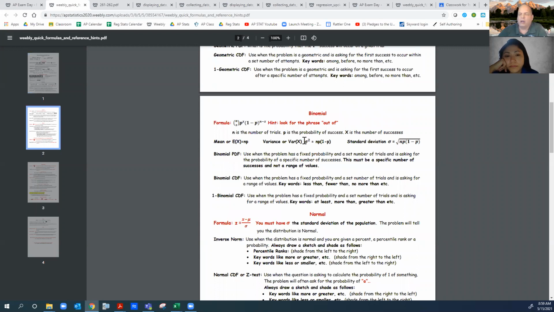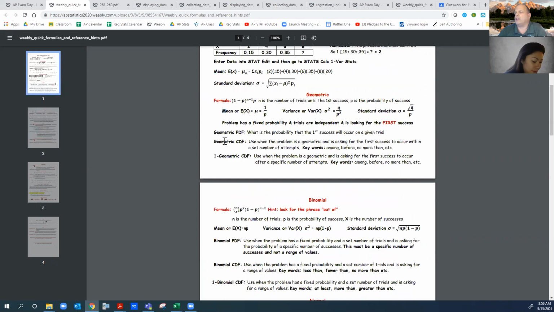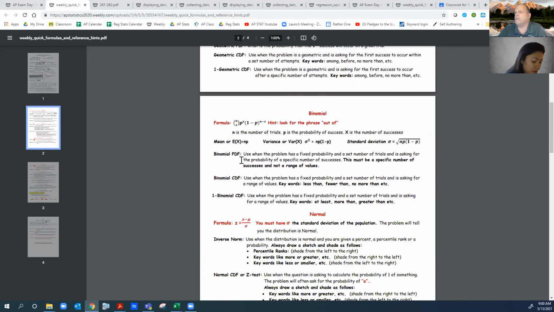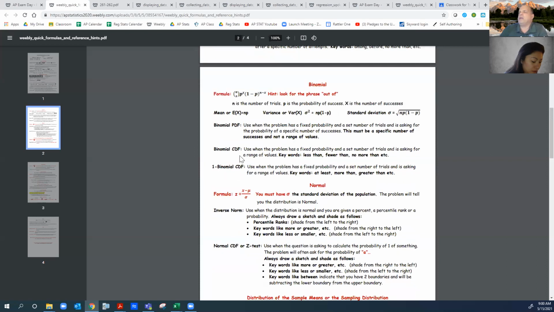Binomial. The phrase to look for is out of. All right. You have a fixed number of trials. We're doing it out of 6 attempts. What's the probability of something happening? And the probability must be consistent. Probability doesn't change, just like it doesn't change for geometric because of Bernoulli. PDF, it occurs on a specific value. CDF, it can be one of multiple values. Here, there's a list of keywords given.